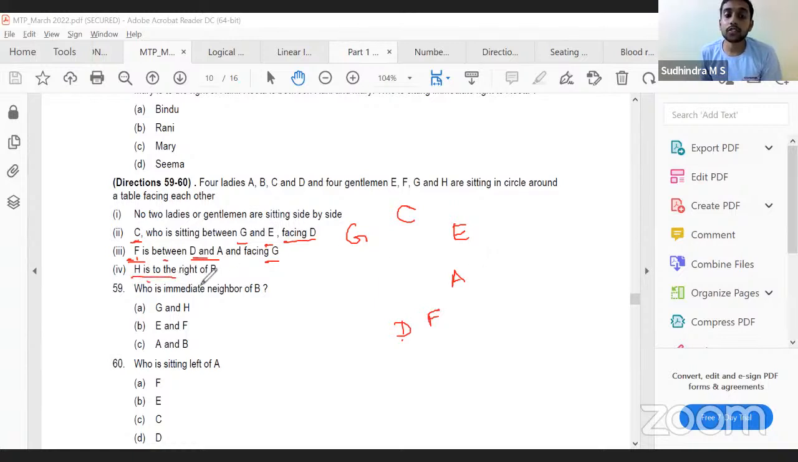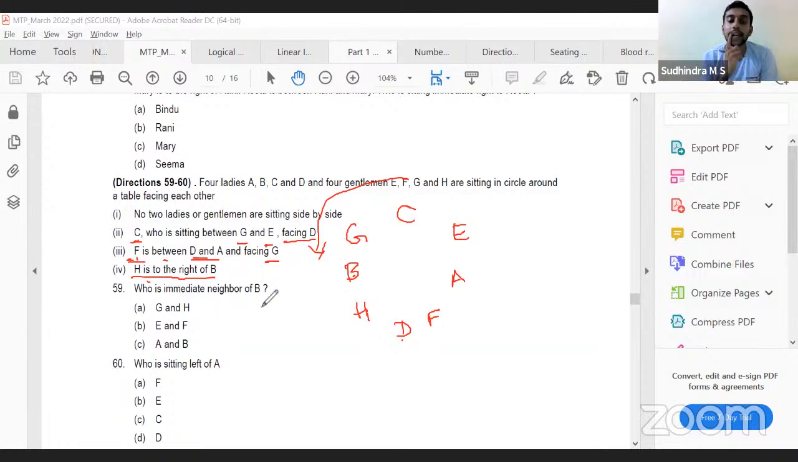Then H is to the right of B. Now we are left with only H and B. So they have to occupy these two seats. H is sitting right of B. So in a circular arrangement, when we are talking about right, it is anti-clockwise direction. So like this. So H is sitting here, B is sitting here. H is sitting to the right of B. Correct? Now, this is the arrangement.